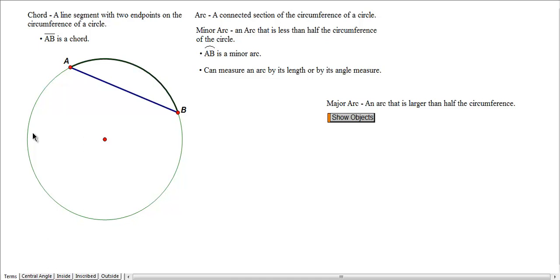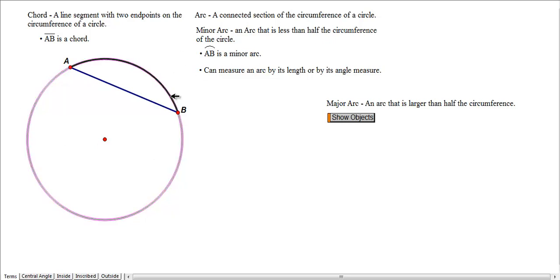Hello, we're going to talk about circles today and different parts of circles. Before we get into anything too interesting, let's just talk about a few definitions. First of all, we have something called a chord. A chord is simply a line segment where both endpoints are on the circle. You can see here this segment AB, both endpoints lie on the circle. So we call this segment AB a chord of this circle.